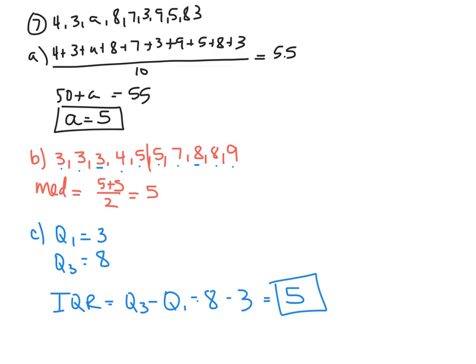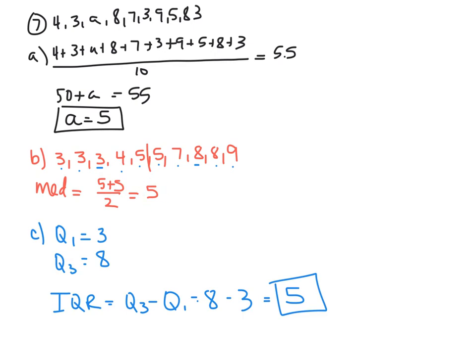Part B wants us to find the median, so I wrote them out in numerical order and found the middle number. Since there's an even number, you take the average of the 2 on the outside of the middle, and you get 5 plus 5 over 2, which is just 5. So the median is 5.